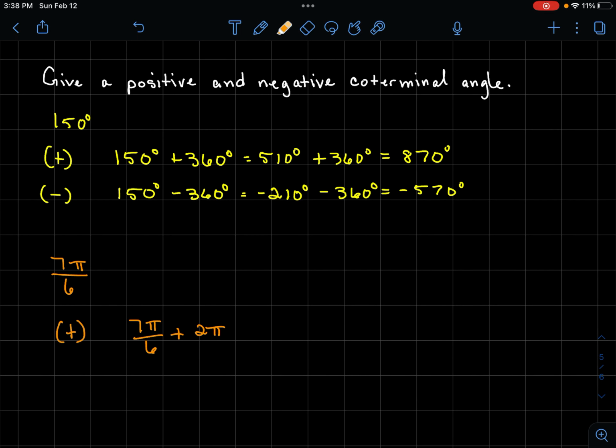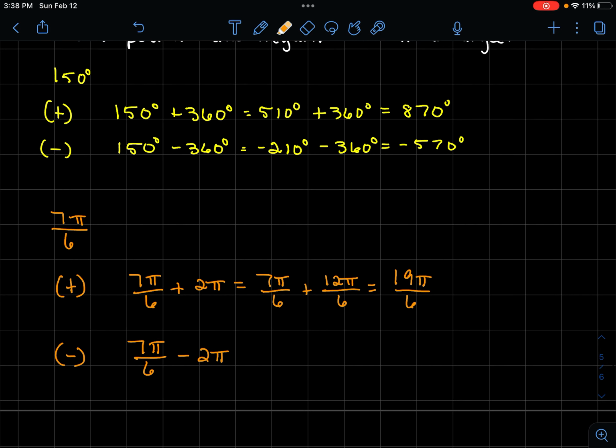Okay, let's do a radian. 7 pi over 6. For the positive angle, since we're doing radians, we need to add 2 pi. Again, this does not have a like denominator. We need to write an equivalent form of 2 pi. And I kind of cheat here. I look at my denominator here, and I need a 6. So I can multiply 2 pi by 6, and I'll get 12 pi over 6. Now I can add 7 pi plus 12 pi, which gives me 19 pi over 6.